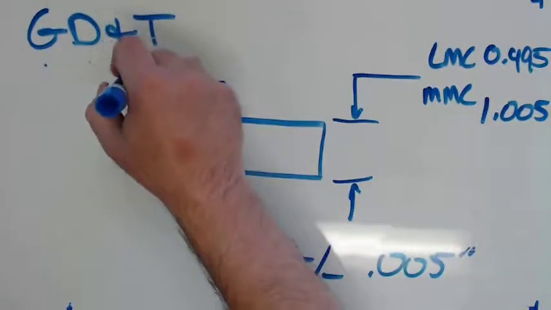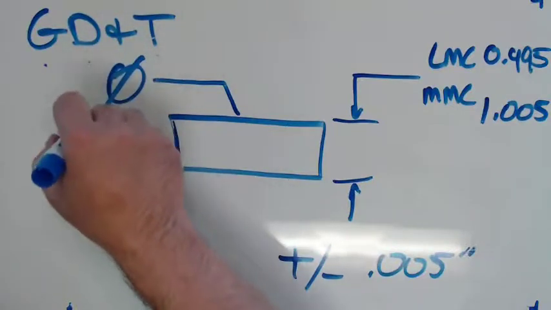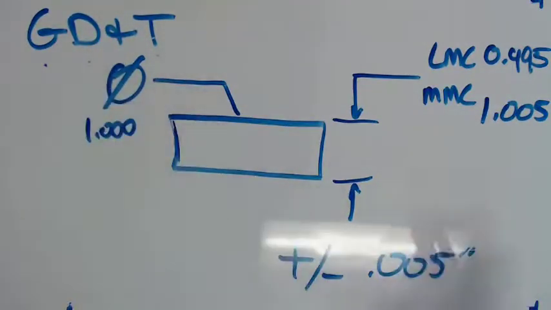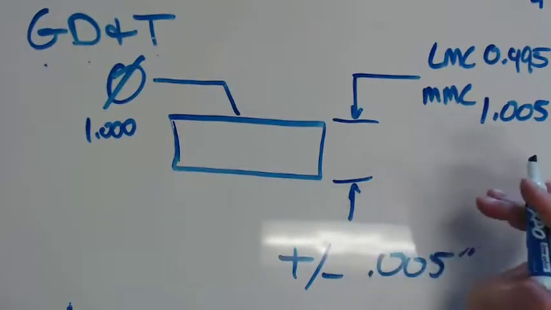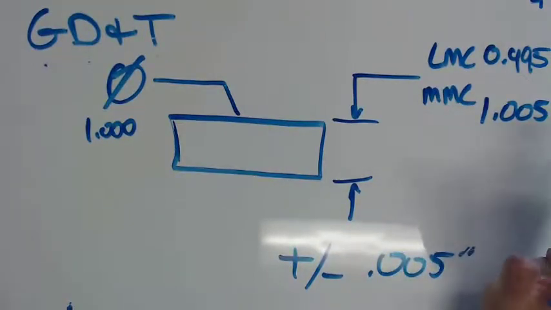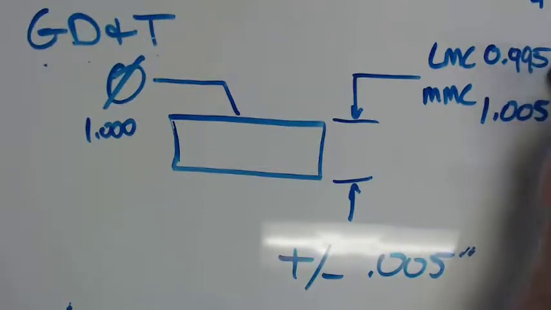What I like about this is all I've got to do is pull my calipers or my micrometer out, and I can say, well, it's 0.996. I'm in this range. I'm okay. I don't have to do math. And this is easy math. Some of the math isn't as easy. This is a little clearer to me.